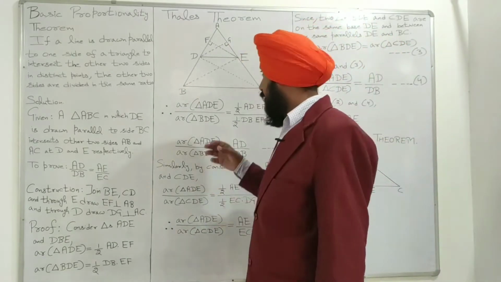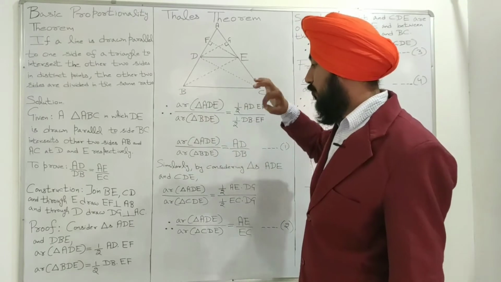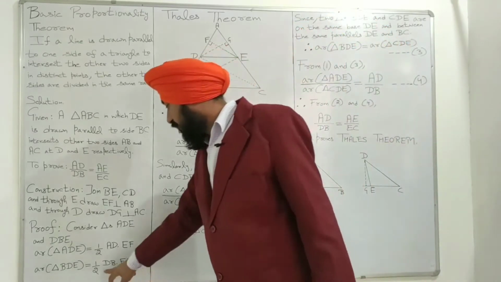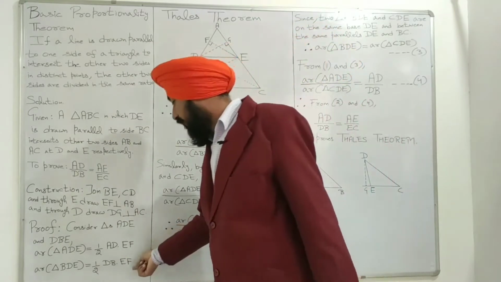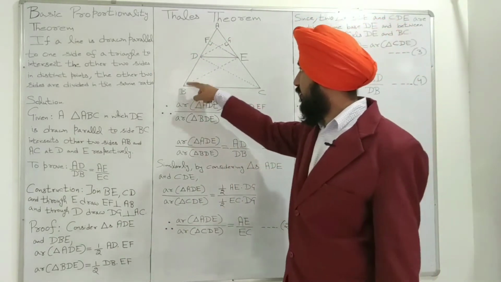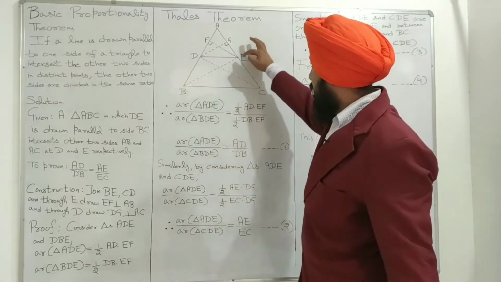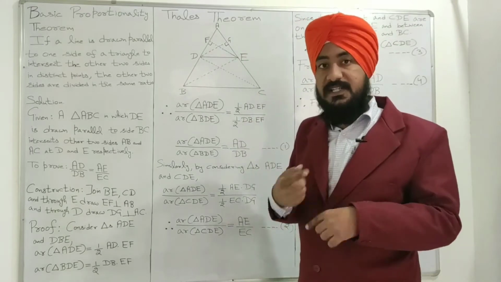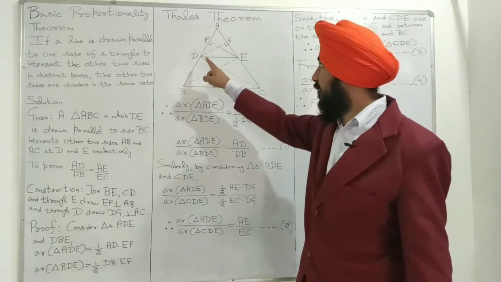So now this is the area of triangle ADE. After this we will calculate the area of triangle DBE. Using the same formula, 1 by 2 base, here you can see the base is DB and height is EF. Please notice here I have taken the height EF. In this triangle DBE, this EF is not coming inside the triangle, but still I have taken this EF as the height of this triangle DBE.